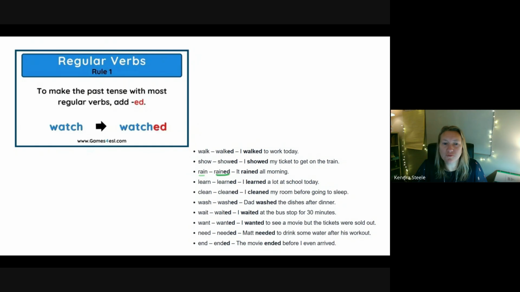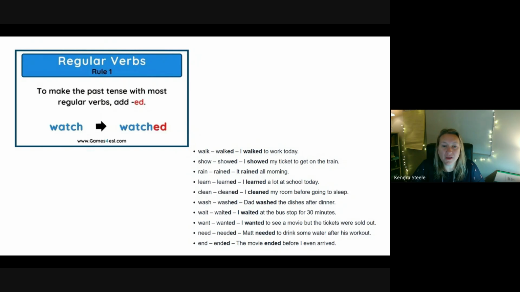Rain becomes rained. It rained all morning. Learn becomes learned. I learned a lot at school today. Clean becomes cleaned. I cleaned my room before going to sleep. Wash becomes washed. Dad washed the dishes after dinner. Wait becomes waited. I waited at the bus stop for 30 minutes.